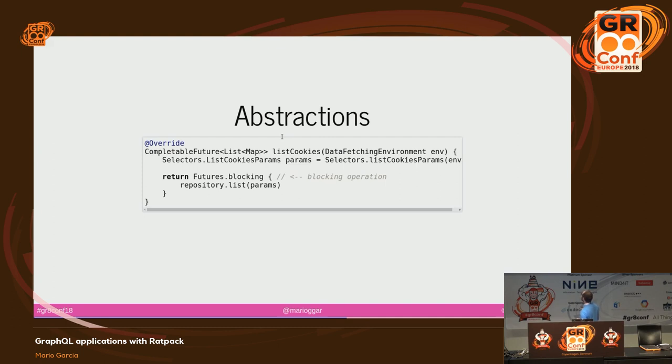Well, this line will be executed in a non-blocking executor, and this repository list, which hits a relational database, will be using the blocking executor. So that would respect the Ratpack execution model.